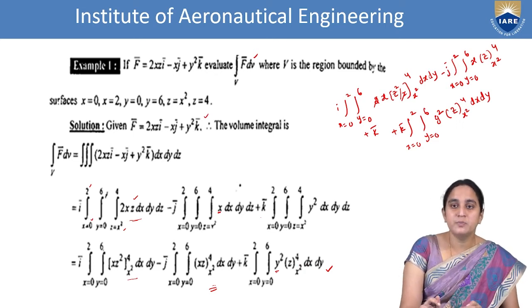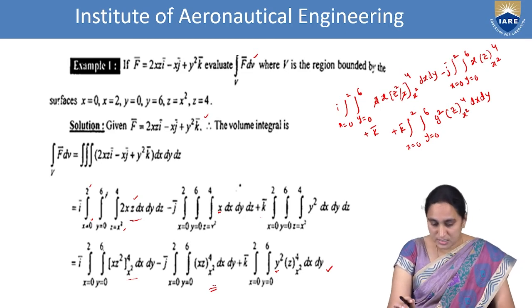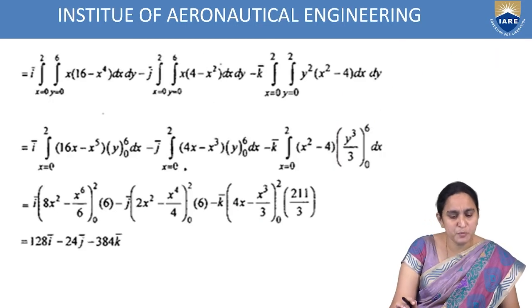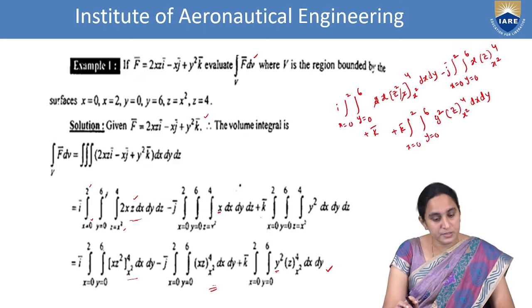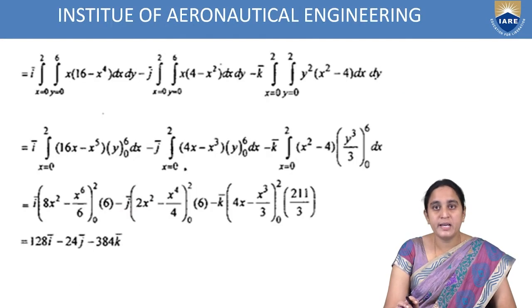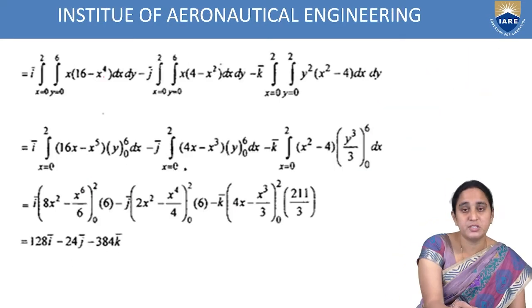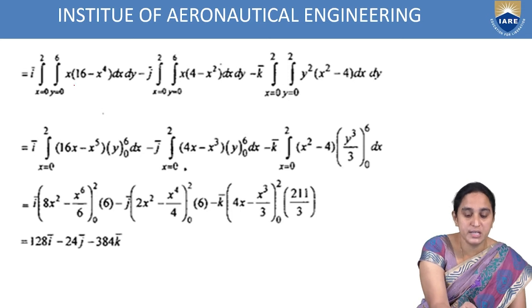After the integration with respect to z, now substitute the limit points of z. What about the first limit point? Upper limit point as 4 and the lower limit point as x square. I'll write clearly here after substituting the limit points of z.